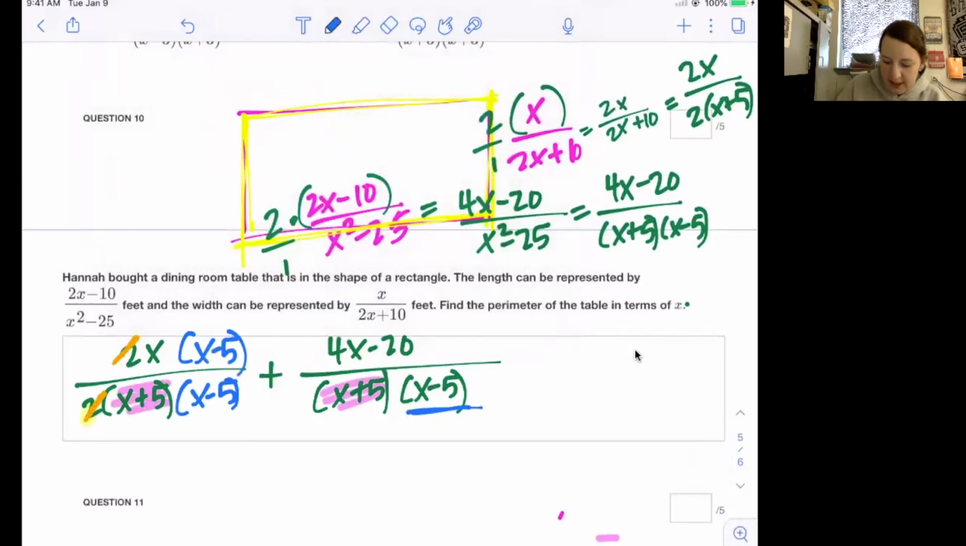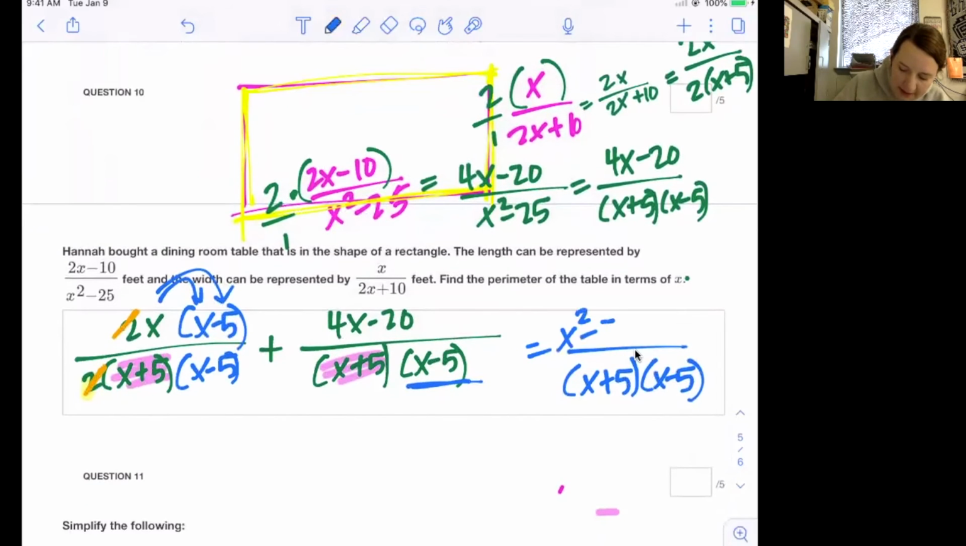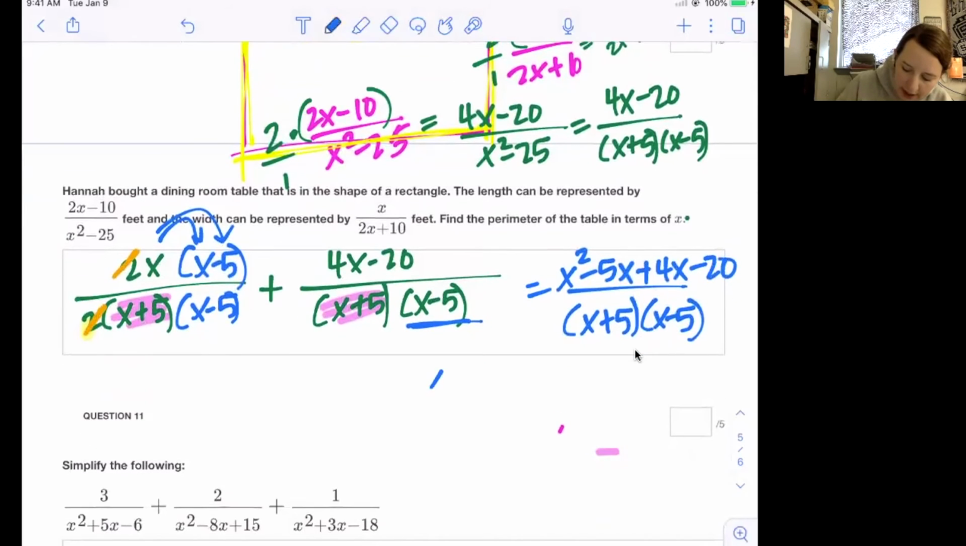So now both fractions in the denominator have (x plus 5)(x minus 5). So my numerator on the left is going to be x squared minus 5x. And the numerator for my second fraction doesn't change because we did not have to multiply that fraction by anything. So we have plus 4x minus 20. So when I combine together my like terms in the center, I get (x squared minus x minus 20) over (x plus 5)(x minus 5).